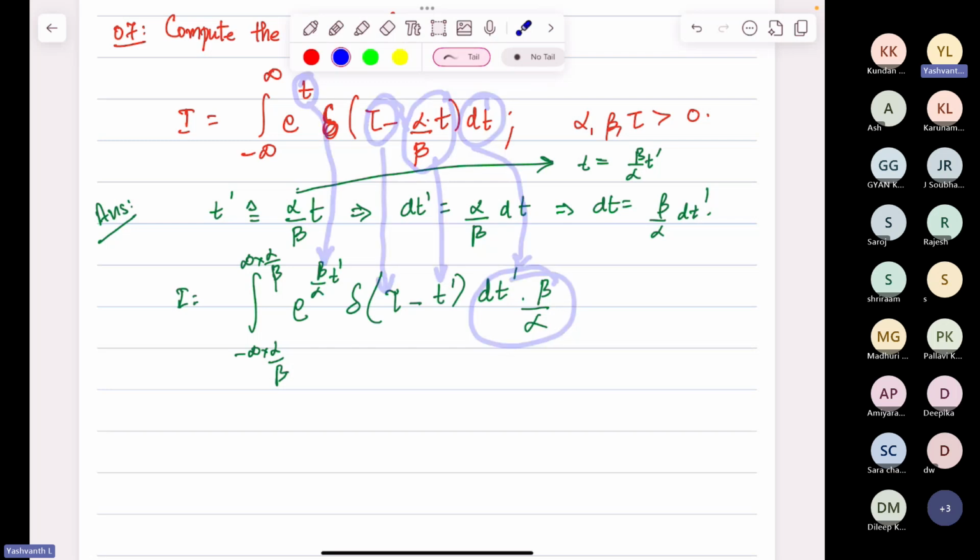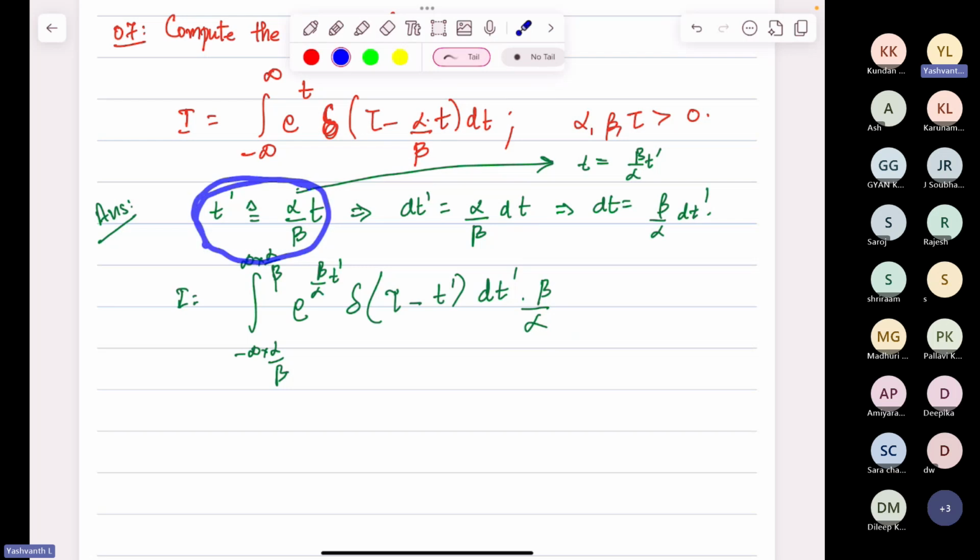Now, how did I start with this? My variable of integration is t, and there is already something multiplying t. I just want to get rid of this, which is why I did a variable substitution. Now you see in the new integral the variable of integration is t dash, and nothing multiplies it. That's why I got rid of this multiplier by changing the variable.